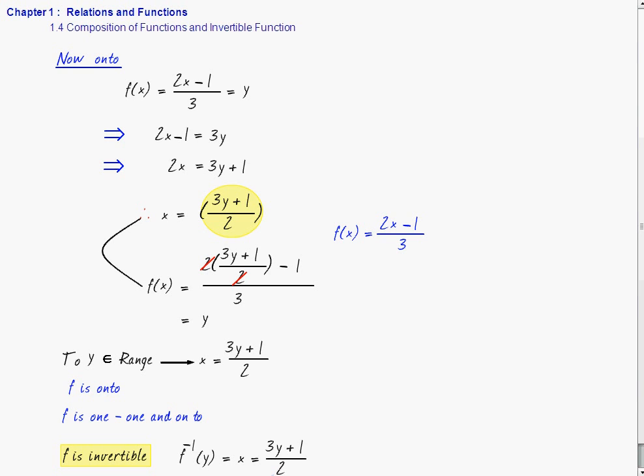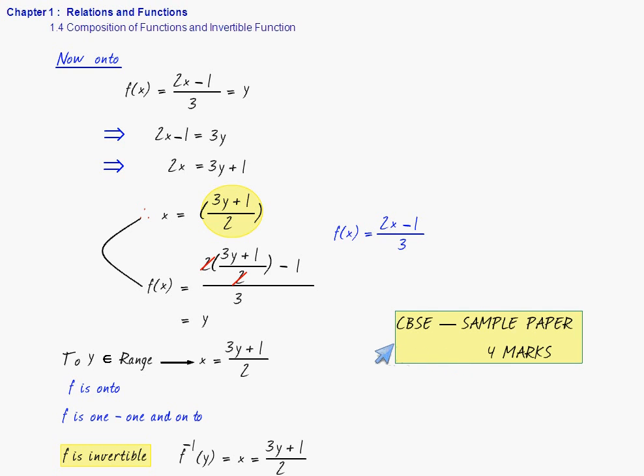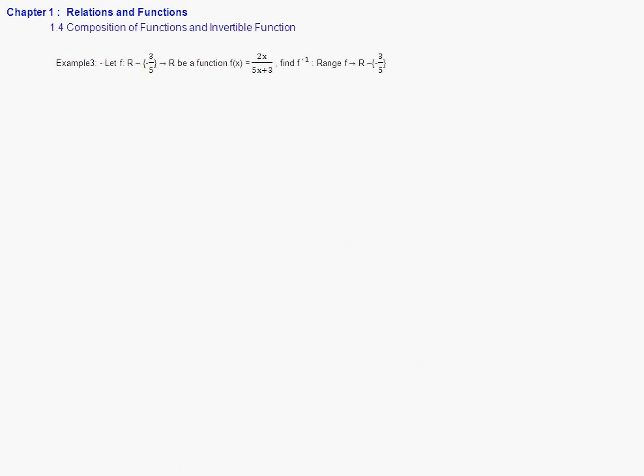Now let me tell you that this particular question is there in the CBSE sample paper and carries 4 marks. It is a 4 mark question. Now let me discuss one more example, and before that let me tell you that this is also in the CBSE sample paper and the weightage is 1 mark. It is a CBSE sample paper 1 mark question.